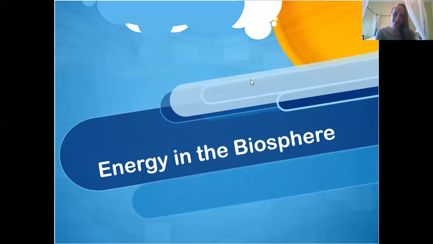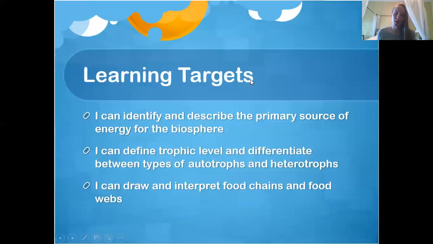So for this lesson on energy in the biosphere, we're going to be going over what the primary source of energy in the biosphere is. Then we're going to go over what different trophic levels are and define things like autotrophs and heterotrophs. And then lastly, we're going to look at how to interpret food chains and food webs.